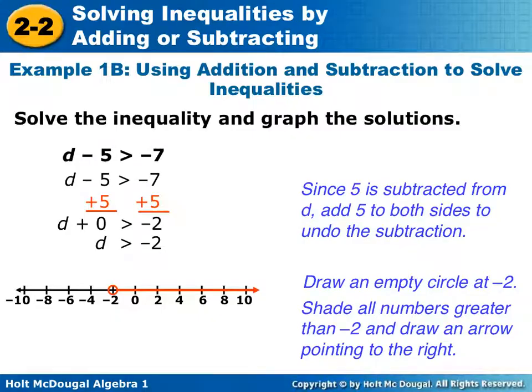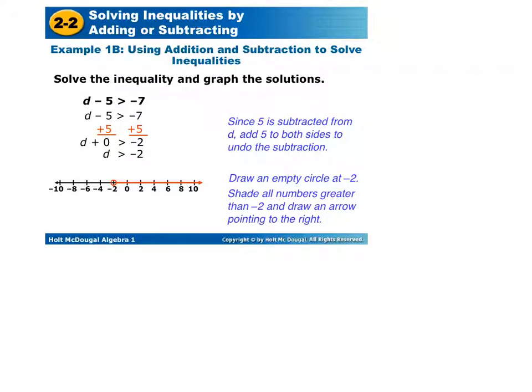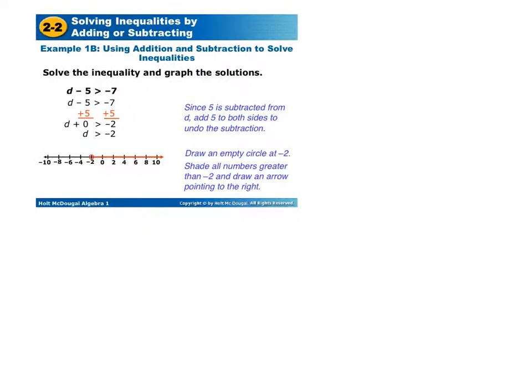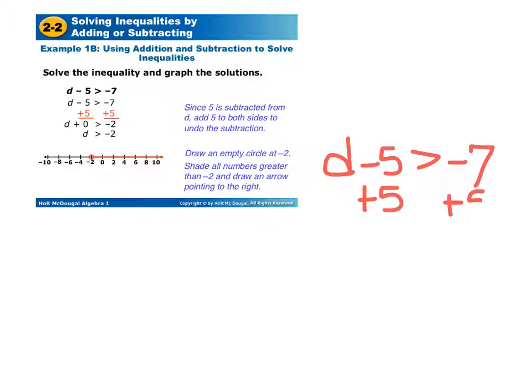All right, let's try another example. Here we have d minus 5 is greater than negative 7. What do I need to do to get d by itself? What am I moving? Kyla? Add 5. Perfect. I'm going to add 5 to both sides. And I find out d is greater than negative 7 plus 5, which leaves me with negative 2.